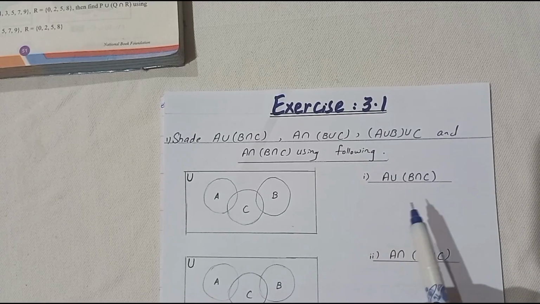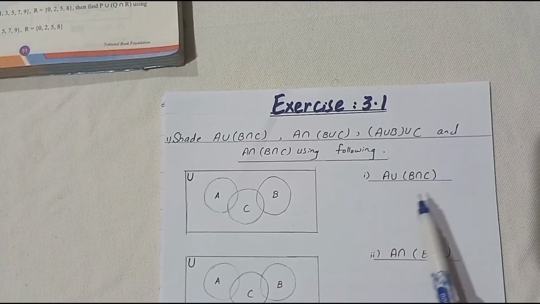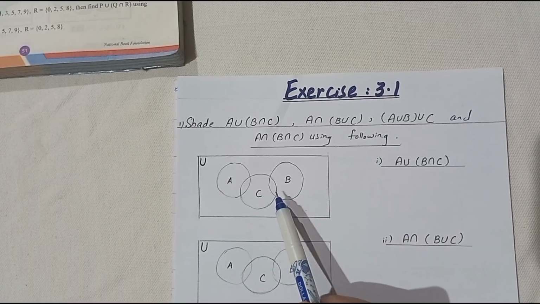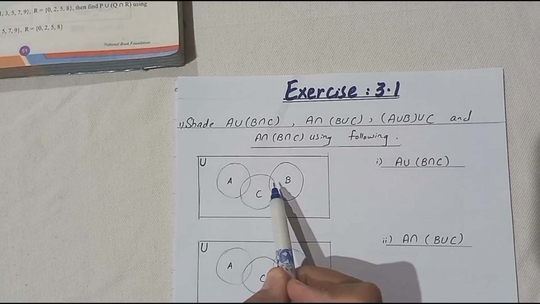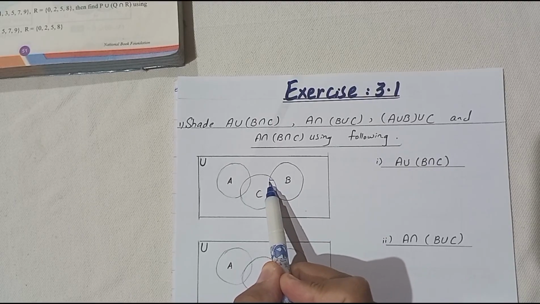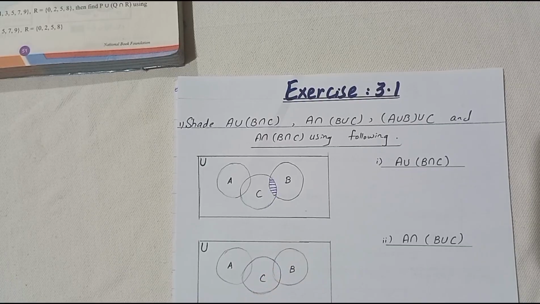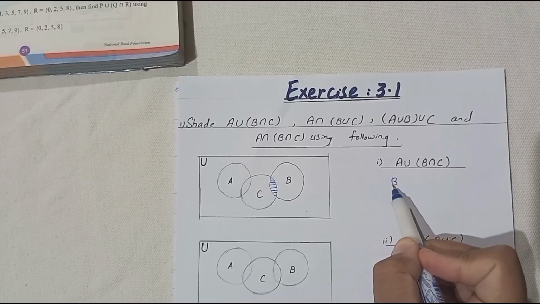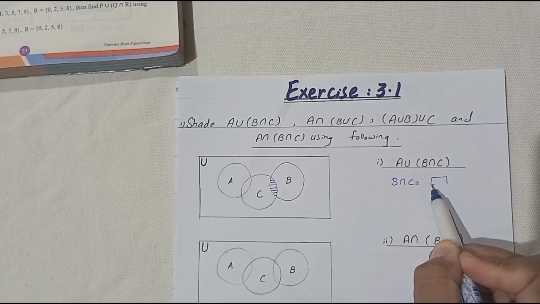So first we will shade the area B intersection C in the given Venn diagram. B intersection C is the common part of B and C. So we will shade it with horizontal lines like this. So we will represent B intersection C with a box with horizontal lines.